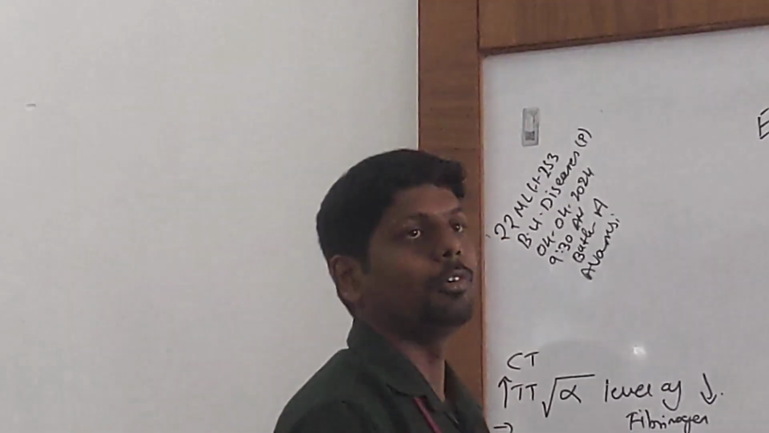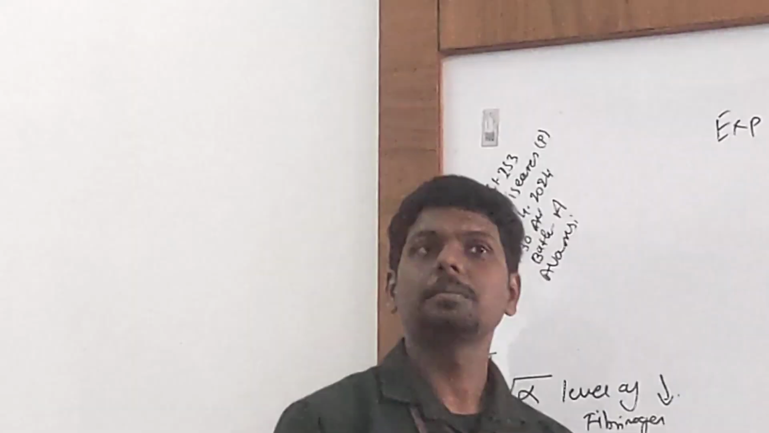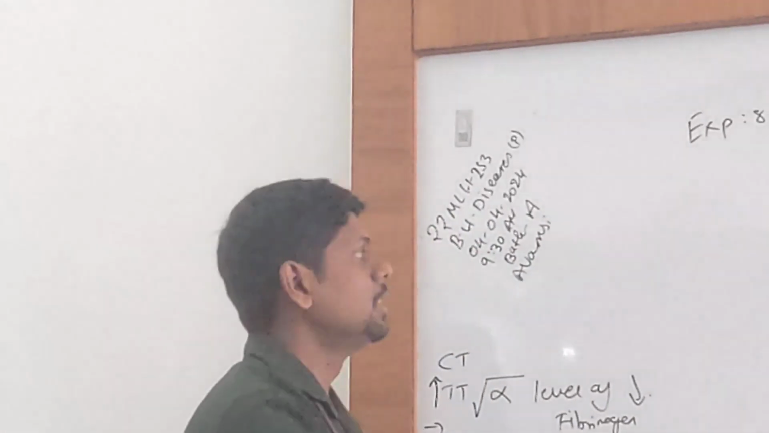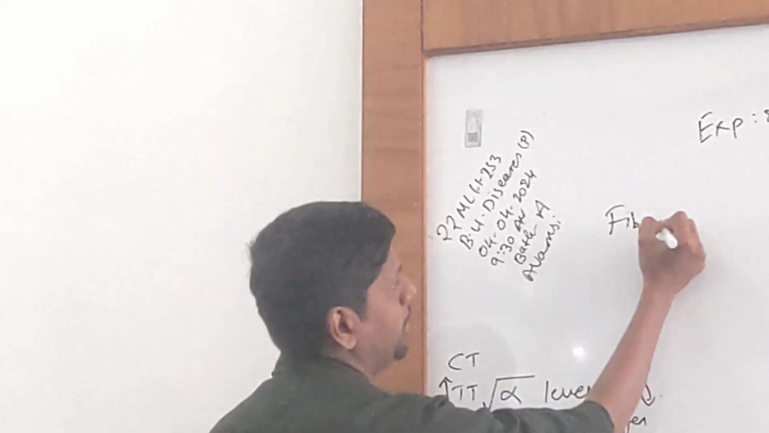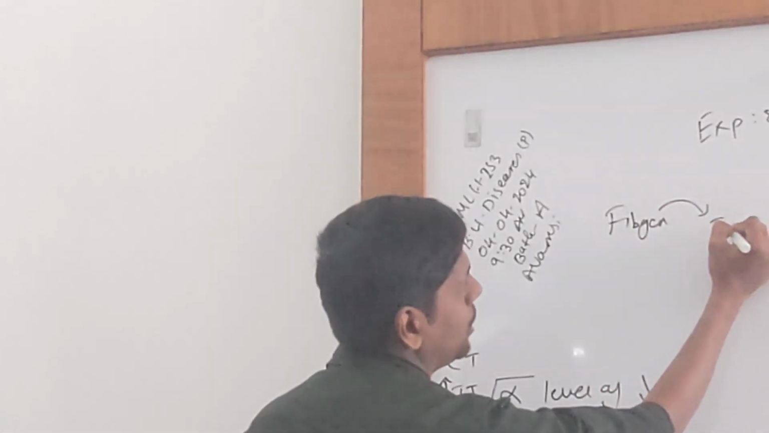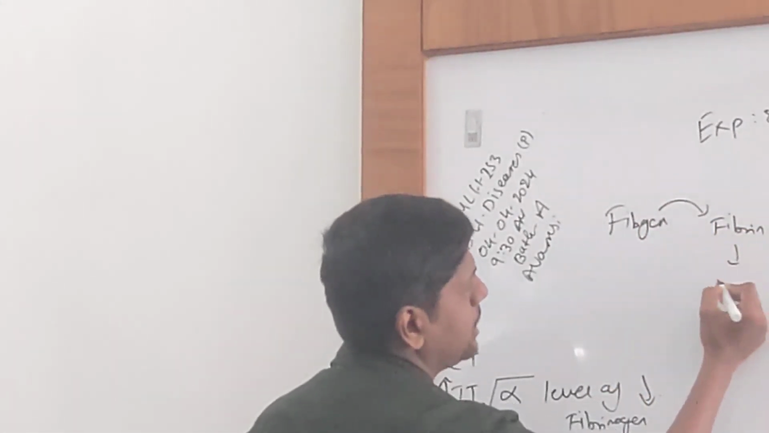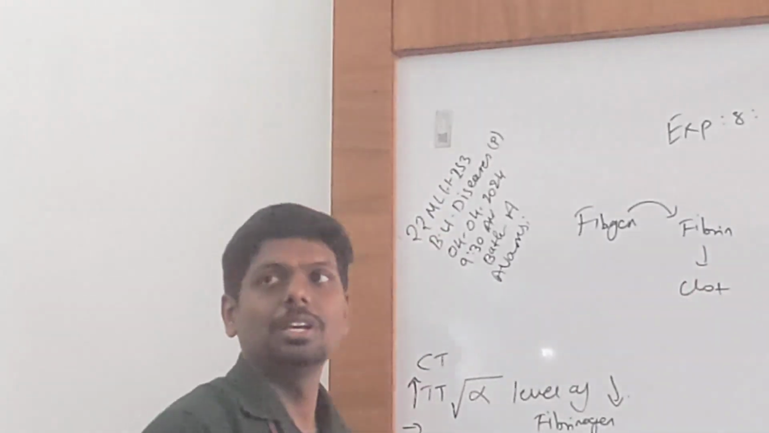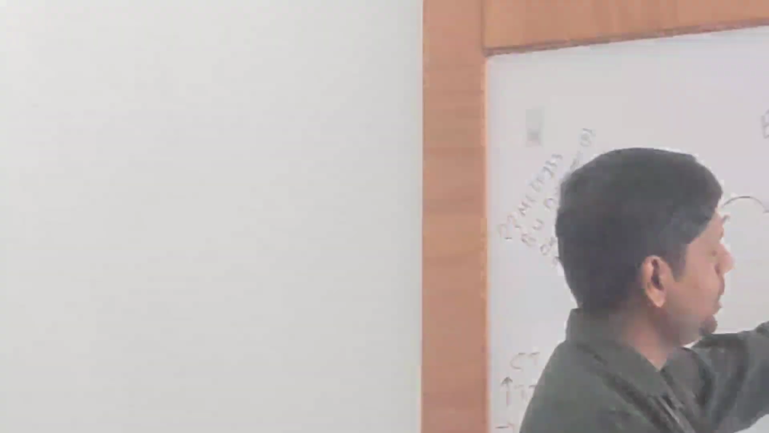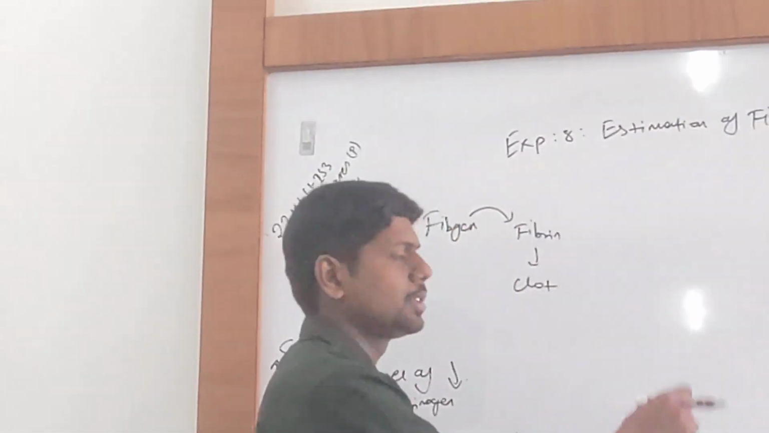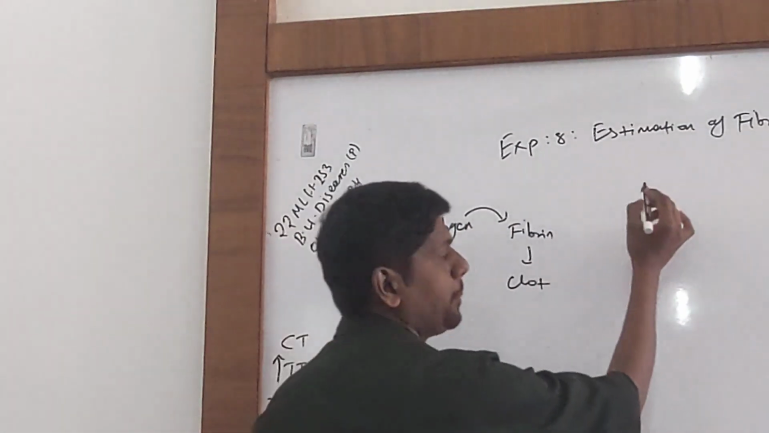Coming to fibrinogen, what is the use of fibrinogen? For clotting, right? Fibrinogen will be converted to fibrin and fibrin will lead to clot. Very good, so that we know. Then you need to know the coagulation pathway also. So a quick review of the coagulation pathway.